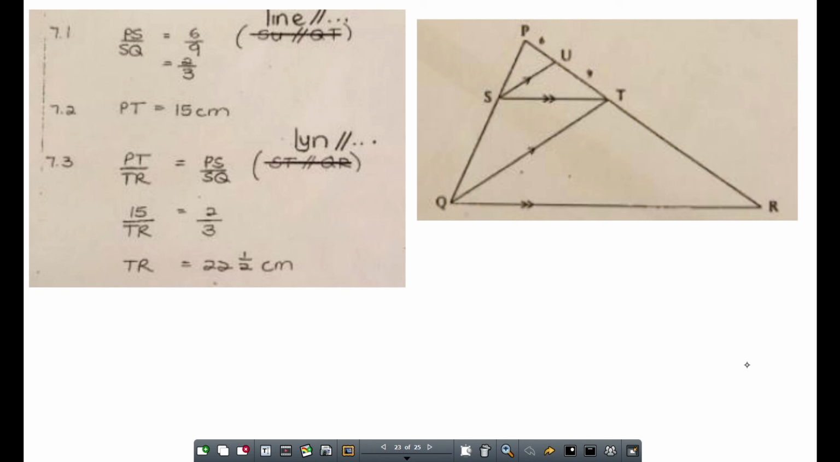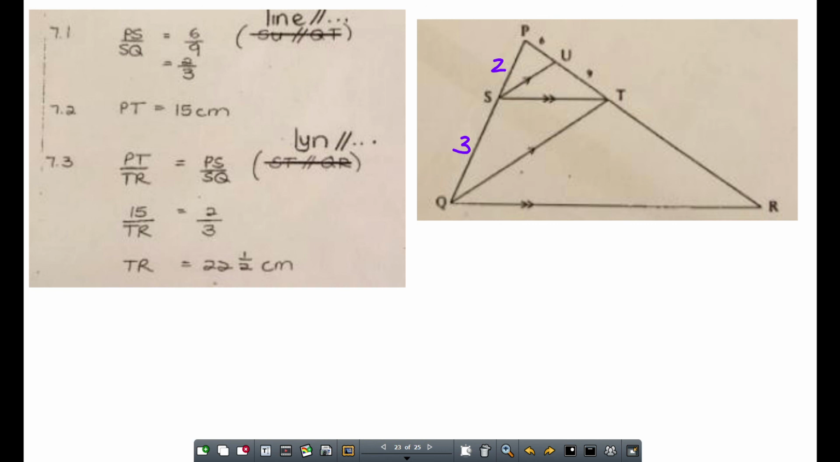So I say that PS over SQ is equal to 6 over 9. Right? If I were to simplify that, it's going to give me 2 over 3. Right, so let's fill in 2 over 3. Put done. Complete. PT is equal to how many centimeters? Okay, al wat jy daarvan moes doen is P en T gaan by mekaar tel, and that's how I get the 15. Right, then 7.3.